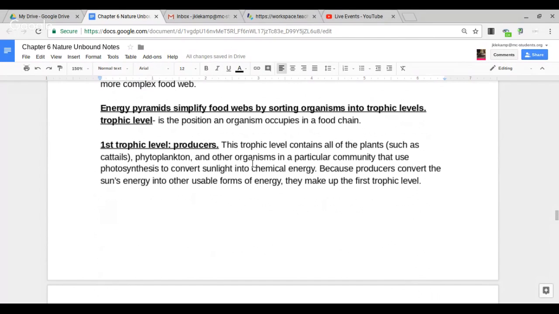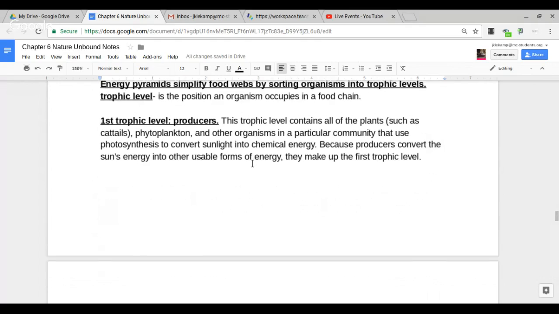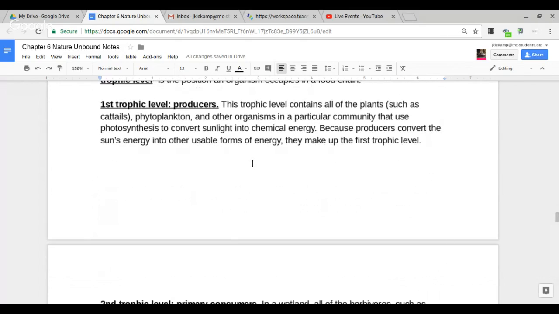Basically what they can do is simplify a food web down by putting organisms in trophic levels, which is a position an organism occupies in a food chain. The first trophic level contains all your plants, phytoplankton, and other organisms that are photosynthetic.